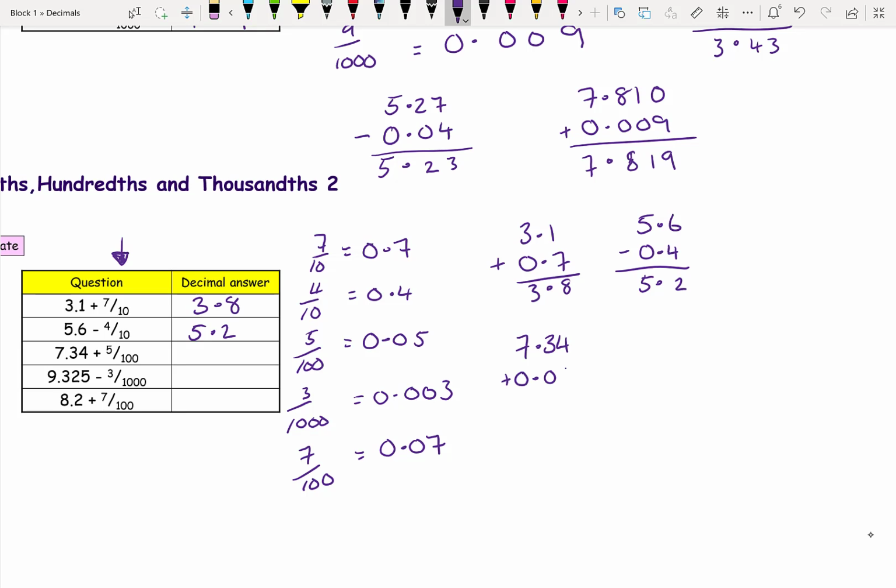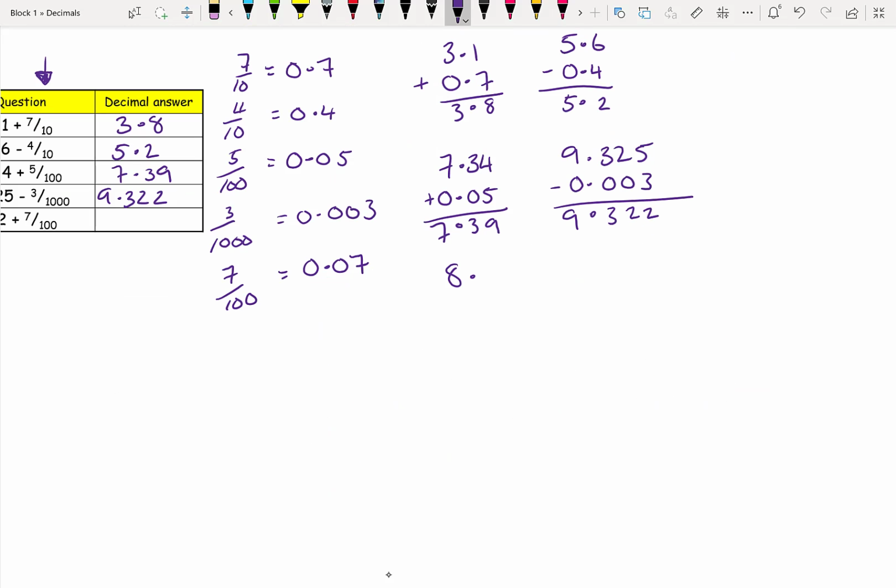Next one, I've got 7.34 plus 5 hundredths. So I've got 0.05. Decimal points in a line. 4 plus 5 is 9. 3 plus 0 is 3. 7 plus 0 is 7. So I get 7.39. Fourth one, I've got 9.325 minus, this time, 0.003. Again, decimal points in the line. Right? Cannot stress how important that is. 5 minus 3 is 2. 2 minus 0 is 2. 3 minus 0 is 3. 9 minus 0 is 9. That gives me 9.322.